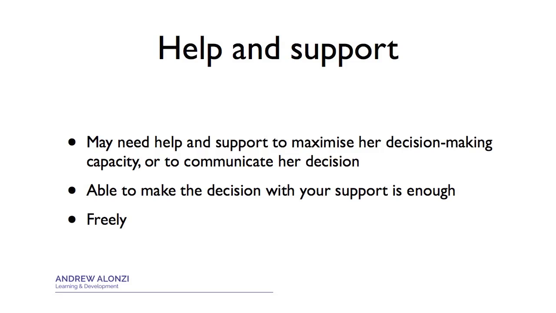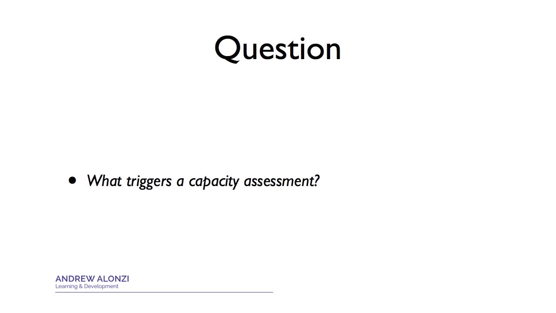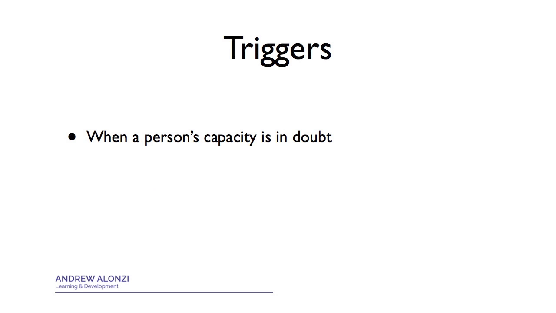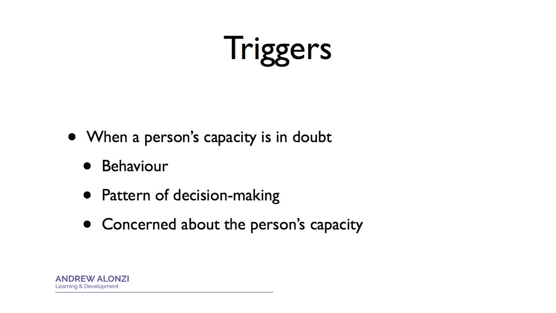What triggers a capacity assessment? The Mental Capacity Act Code of Practice says that it's important to carry out an assessment when a person's capacity is in doubt. This may be the result of the person's behaviour, pattern of decision-making, or somebody else saying that they are concerned about the person's capacity. Whatever the reason, always start by assuming that the person has capacity to make the decision in question.